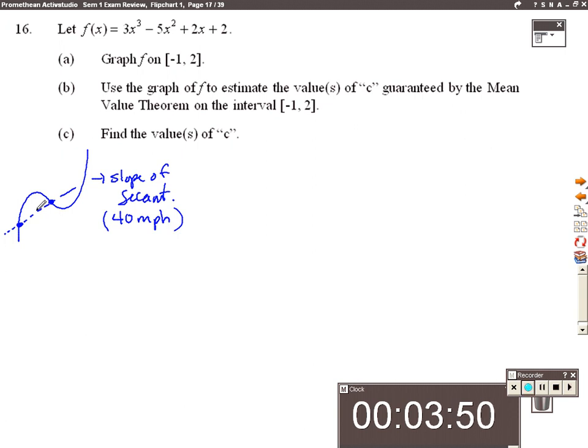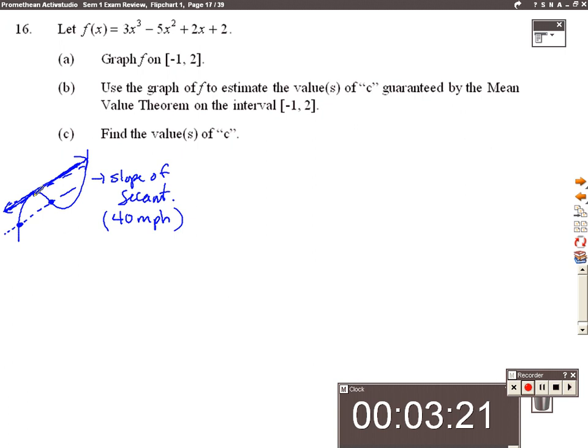So what we're looking for is when the slope of a tangent line, let's see if I can estimate it, about there maybe. No, that's off. So when the slope of a tangent line would be the same as the slope of your secant line, so at this value right here. That's kind of what they're asking you to do, in part B, to analyze this graphically.